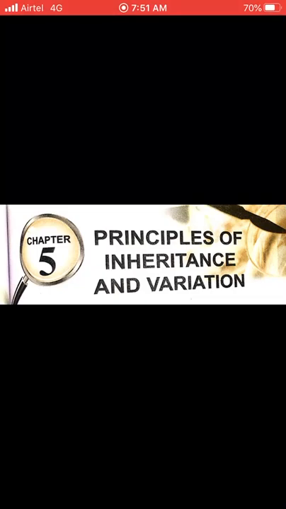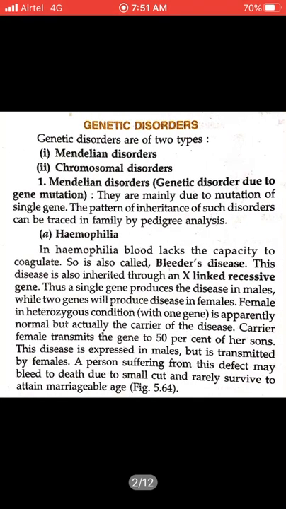Today we are going to discuss genetic disorders. Genetic disorders are basically classified into two: first, Mendelian disorders, and second, chromosomal disorders. Just keep this in mind. Two types of genetic disorders are there, Mendelian and chromosomal.